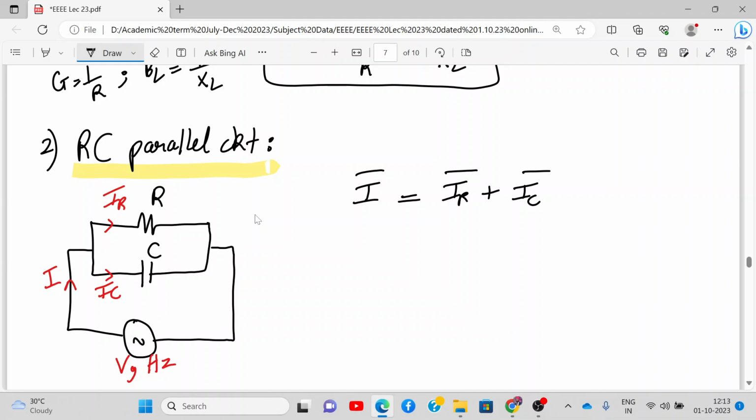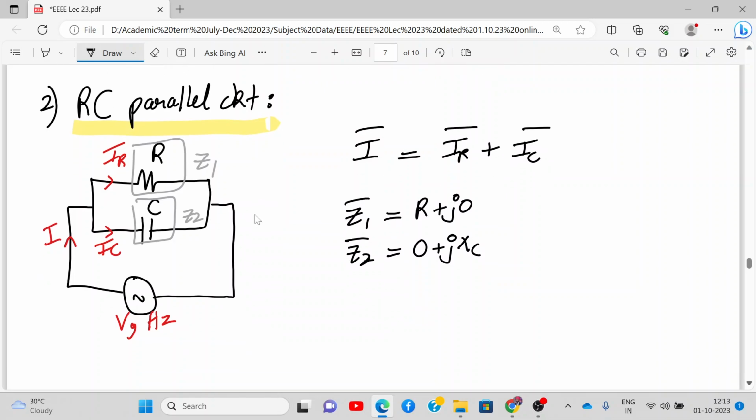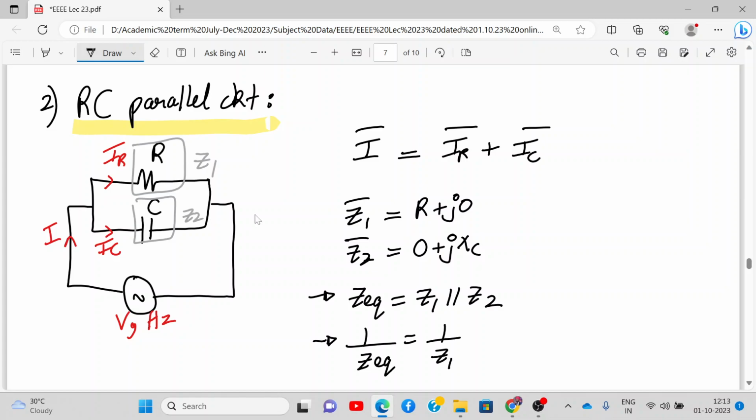I hope you're writing along. This is Z1, this is Z2. So tell me what is Z1? R plus J0, right? And what is Z2? 0 plus JXC. Yes or no? So now Z equivalent will be Z1 parallel to Z2. So what will be 1 upon Z equivalent? 1 upon Z1 plus 1 upon Z2.